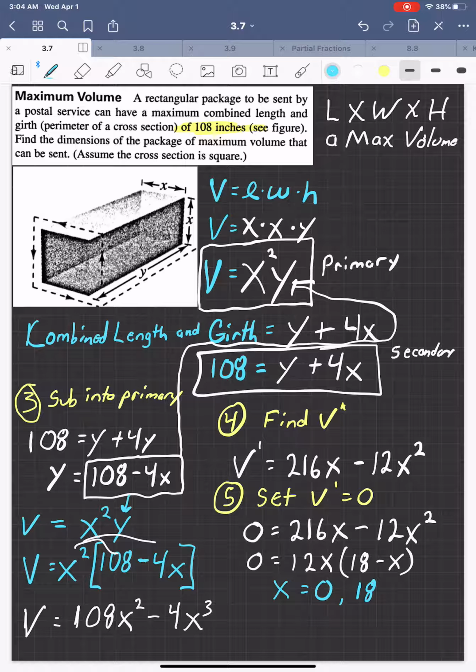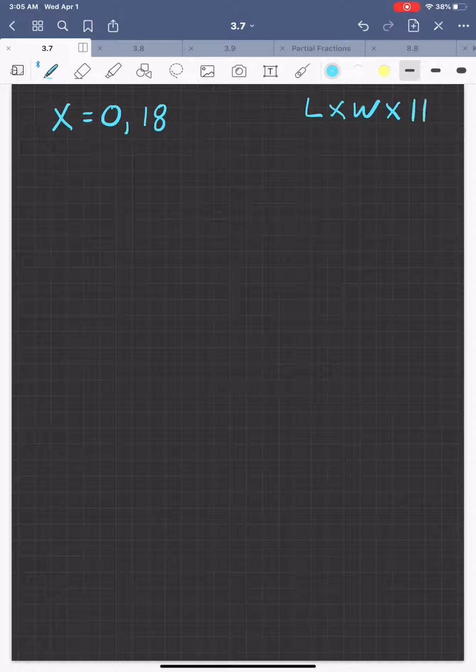All right, I'm going to go to the next page so I can give myself some more space. Then we're going to figure out which of these values gives the max and what the dimensions are. Let me go to the final page. We left off with x equal to 0 and 18. And remember, we're looking for the dimensions, a length times a width times a height, that produce the maximum volume.